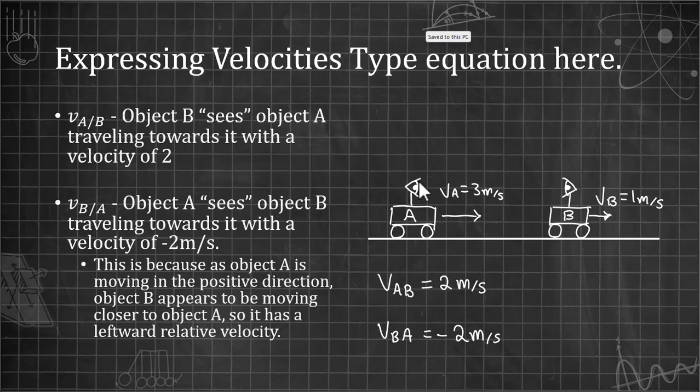So what does this actually mean? It means that object B sees object A traveling towards it with a velocity of 2, where object A sees object B traveling towards it with a velocity of -2. The reason that we're getting a negative sign here is because we are defining the right as the positive, since both of these have positive velocities. If object A is moving in the positive direction, but it sees B getting closer to it, then it would look like object B is moving towards object A, which would be a leftward direction. So if we wanted to draw a vector arrow to show these velocities, we would do so like this.